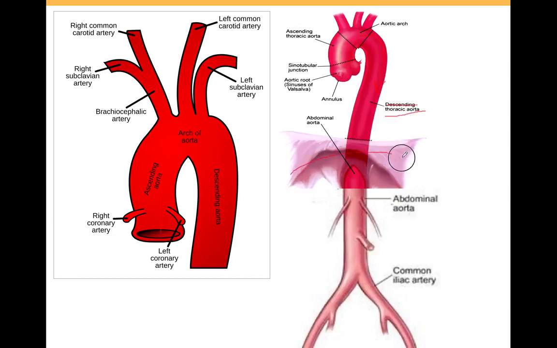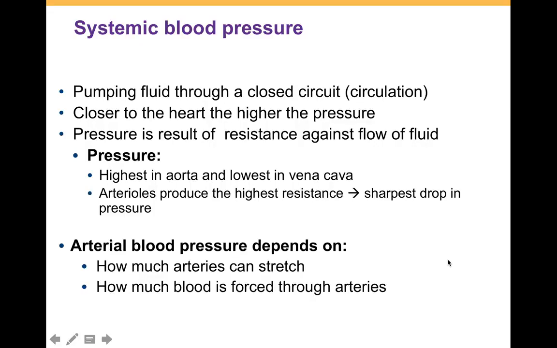What you see here is this is the muscle which we call the diaphragm. So anything below that would be the abdominal aorta, which branches to 2 main branches called the common iliac artery.